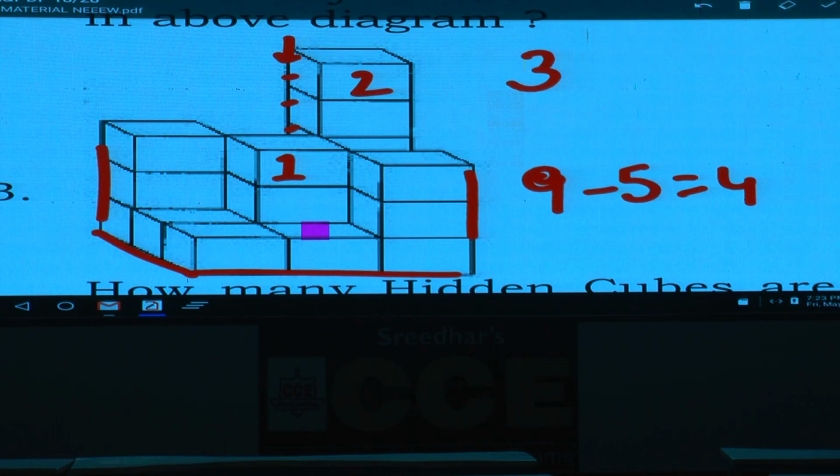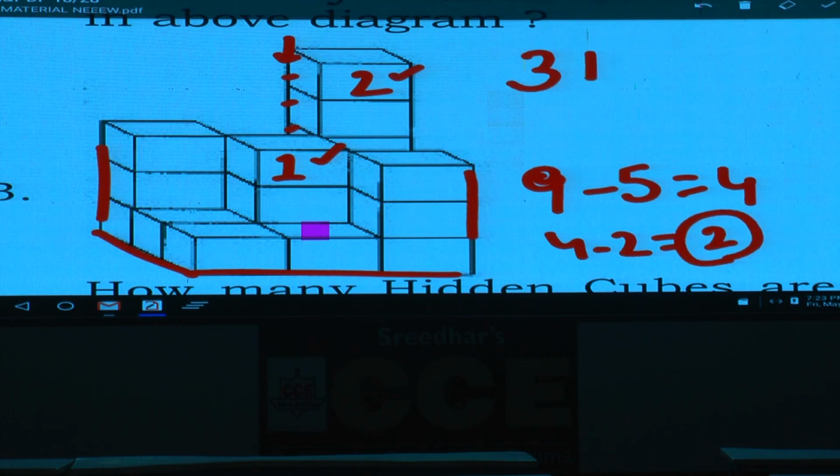And out of these 4, 1 already counted here, 1 already counted here, 2 cubes were already counted. And so how many left over here? 2 more are left over at the bottom, that has to be added here. Hence 3 plus 2, 5. 5 hidden cubes are there. Done?